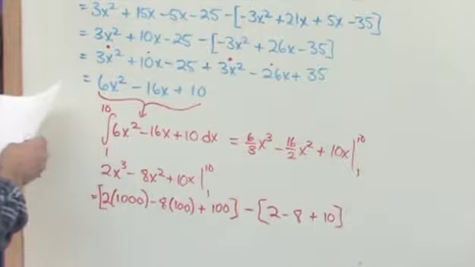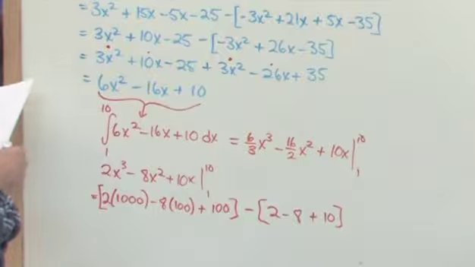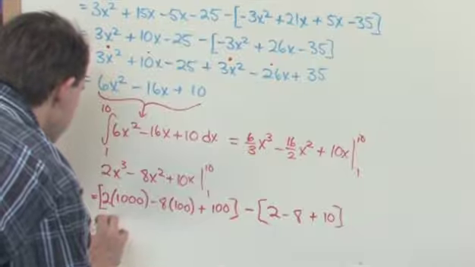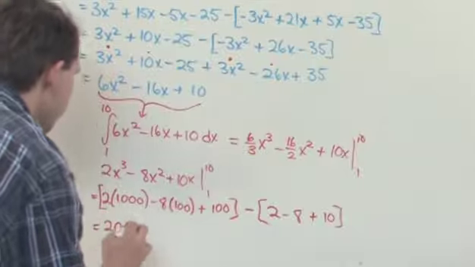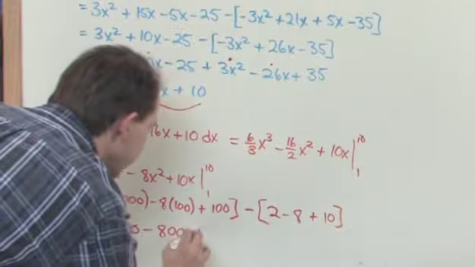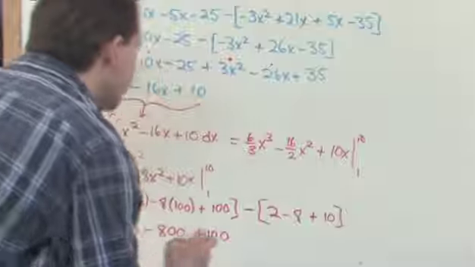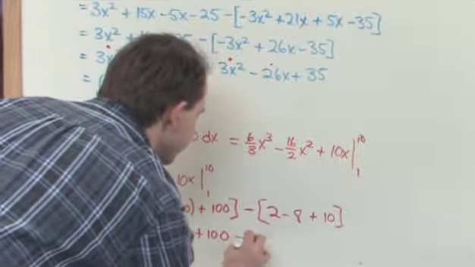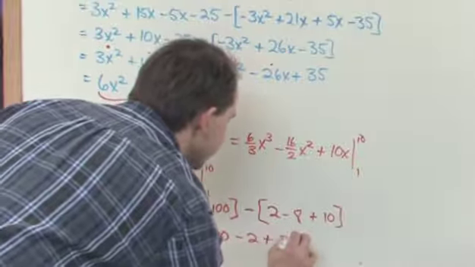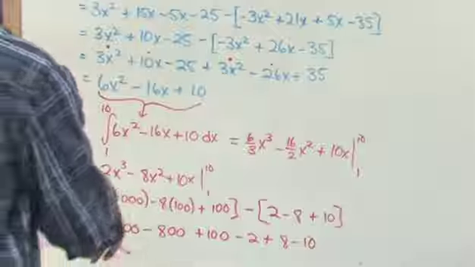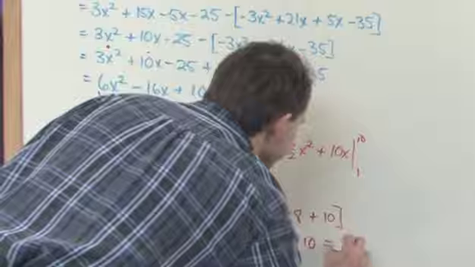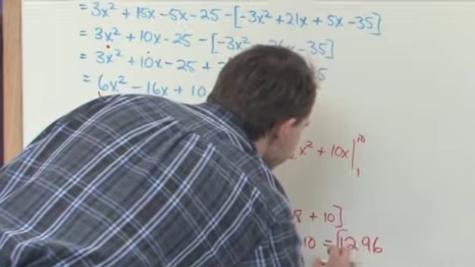Okay, so what I have down here is 2 times 1,000, which is 2,000. Okay, minus 800. Okay, plus 100. And then over here, minus 2 plus 8 minus 10. And when you do all of this, 2,000 minus 800 plus 100 and all this stuff, you're going to end up with 1,296, which is the final answer.